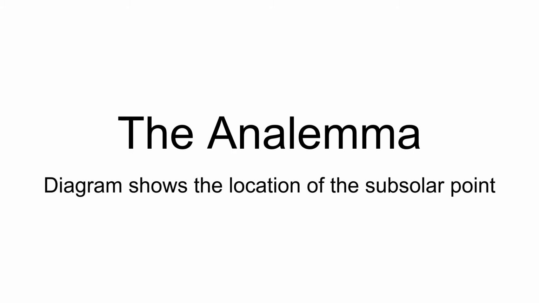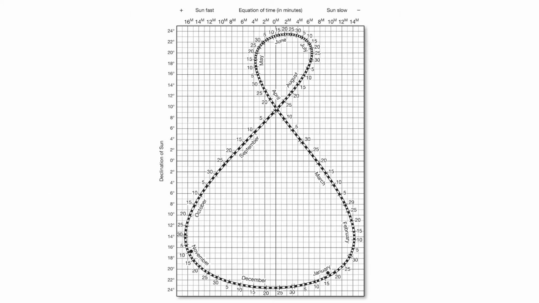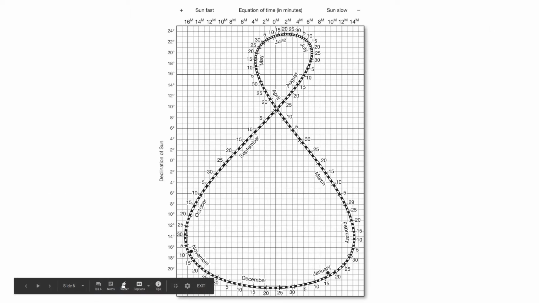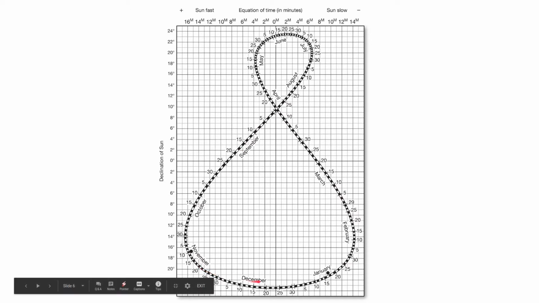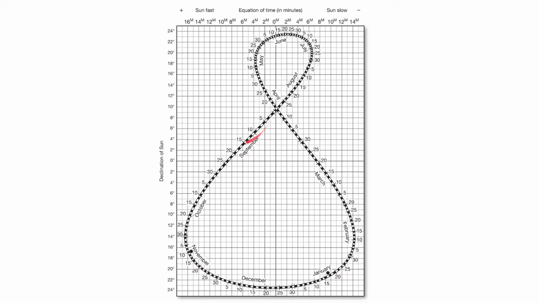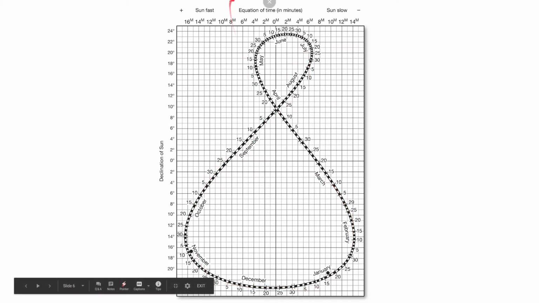So let's start with the analemma. Again, it's a diagram that shows the location of the subsolar point. So there is the diagram. I grab the pointer and I'm going to go through this, but around the outside there's dates: August, September, October, November, December, January, February, March, April, May, June, July. So there's dates and months around the figure 8 of the diagram.